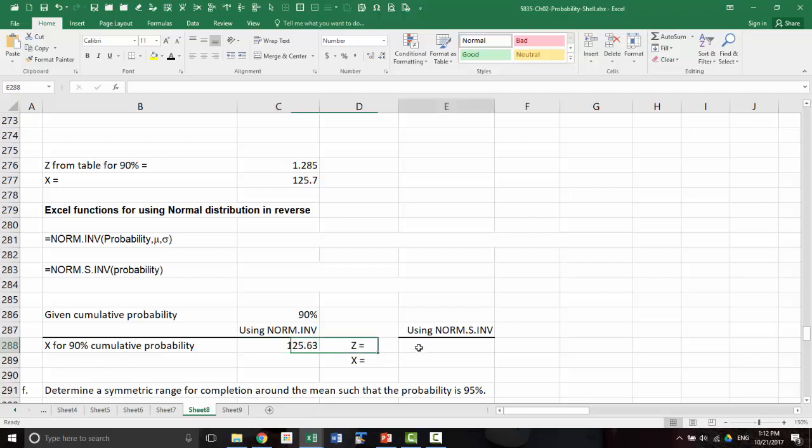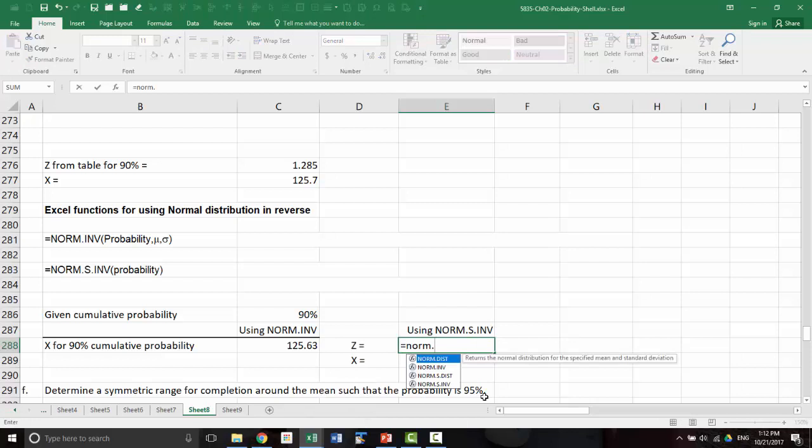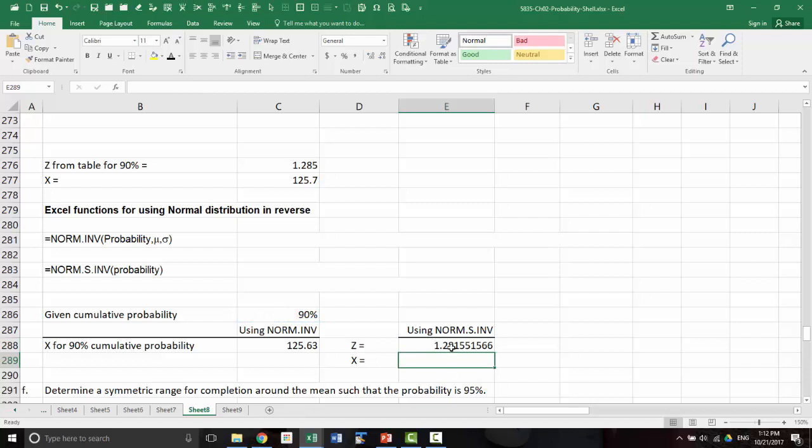If you want to use norm.s.inv, that will give you the z value for that cumulative probability. See, it is 1.281. We used 1.285, so that's the reason why there is a discrepancy. Now we have to compute the x value ourselves. We can copy this formula because we have absolute reference to mu and sigma. Okay, so you get the same answer as that.